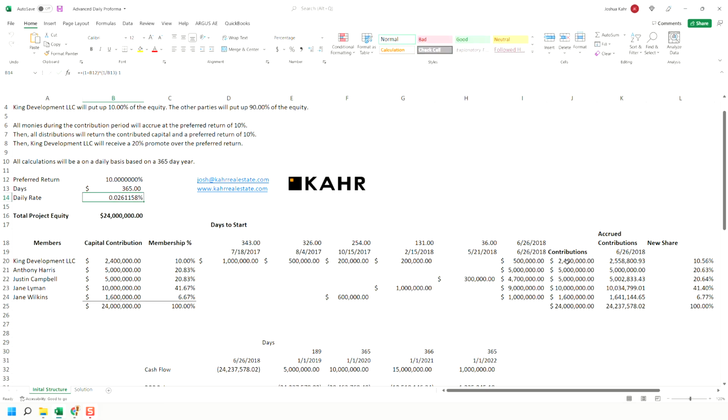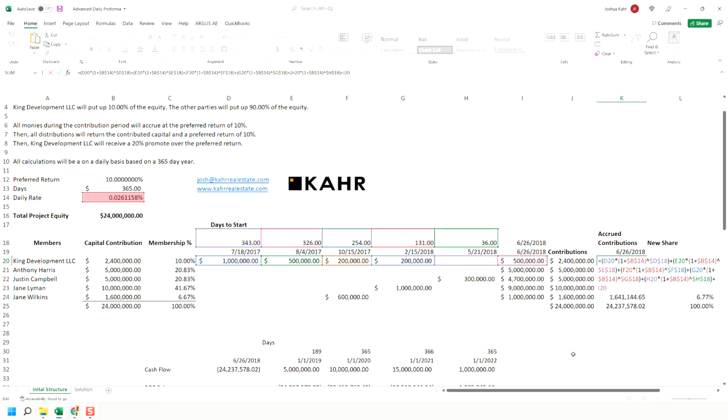And what we do is we say, well, it's all fine and good that we put in 24 million, but since we put in at different times, effectively we put in 24.2 because the money was compounding at a daily rate. That accrued contribution calculation is essentially saying, look at each value, figure out how many days before June 26, 2018, the money went in, and compound accordingly. So $1 million times one plus the daily rate to the power of the number of days, and I do it for the first column, the second column, and the third column. You get the idea.